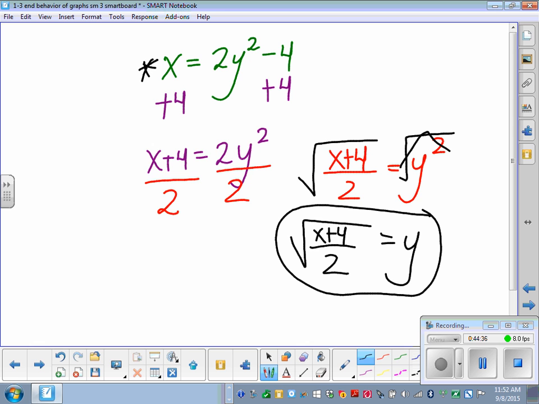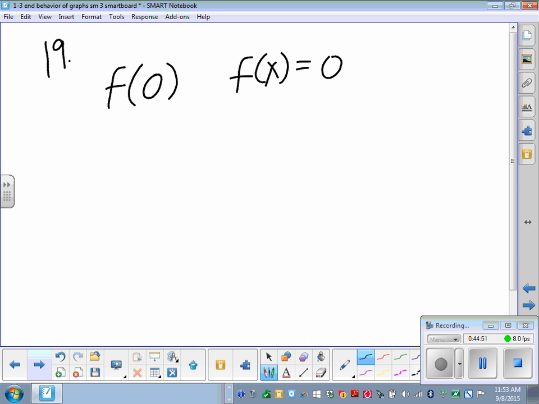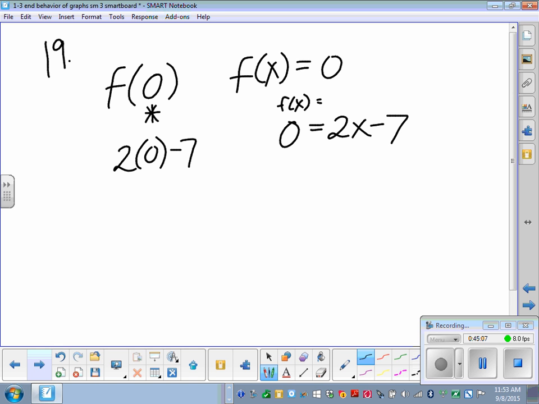And then don't forget, looking at 19, to be really careful because there's a difference between f of 0 and f of x is equal to 0. With f of 0, you're going to be plugging in a 0 wherever there's an x. So we'll be doing 2 times 0 minus 7. And then f of x is equal to 0 would be 0 is equal to 2x minus 7, because that is saying f of x is equal to, and we plugged in 0 for f of x. So then from there you would solve for x by adding 7 to both sides and so on. I'm going to let you finish that one.